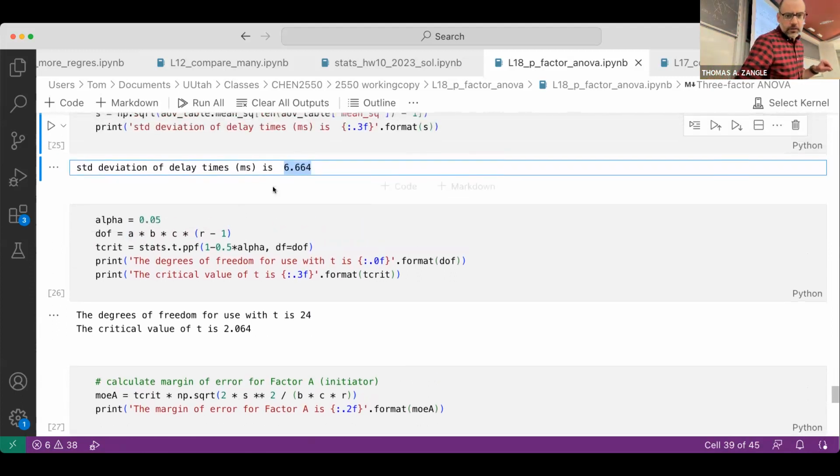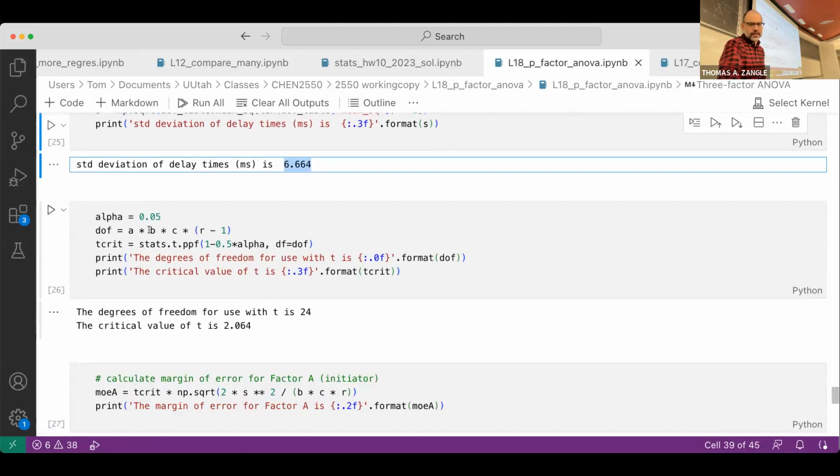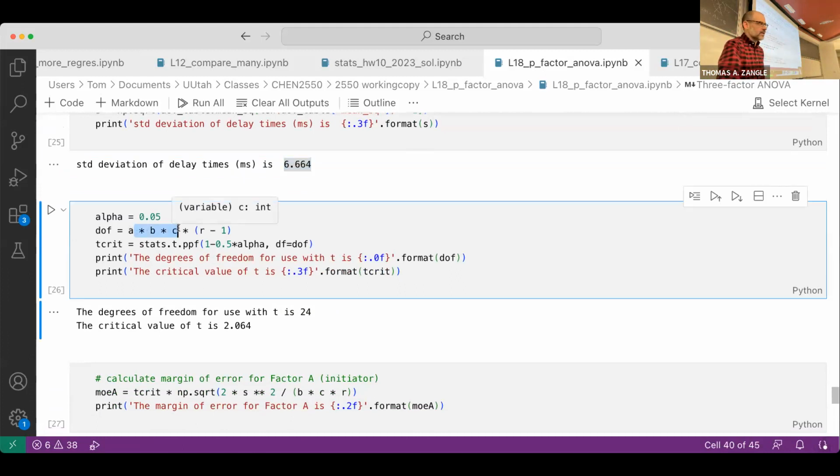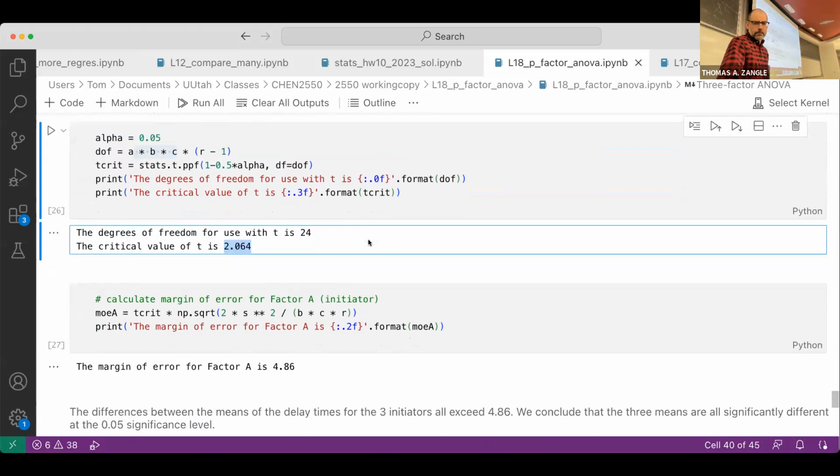The degrees of freedom that we're going to use with the t-test, this is maybe something that wasn't stated up above, is just A times B times C times the number of replicates, minus 1. That is, the number of levels of factor A times the number of levels of factor B times the number of levels of factor C times the number of replicates, minus 1. And that gives us our degrees of freedom, and we use that for computing t alpha. In this case, degrees of freedom for calculating t was 24, and we get a critical value of 2.06.